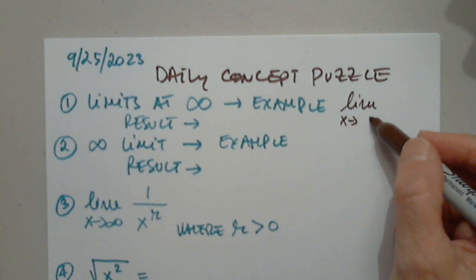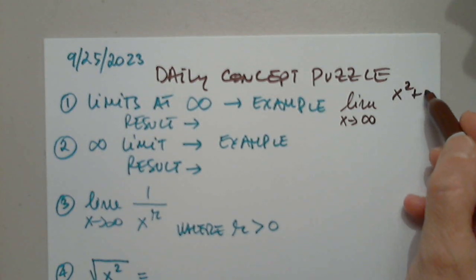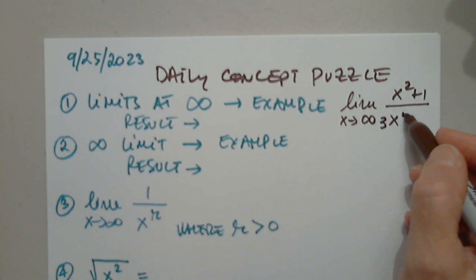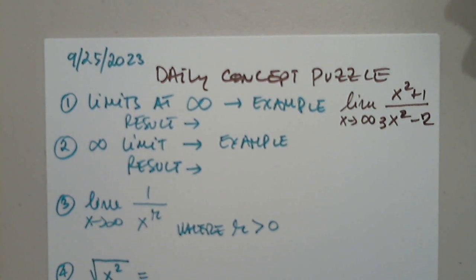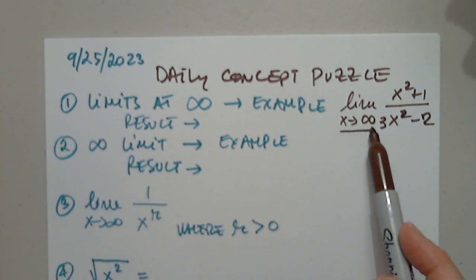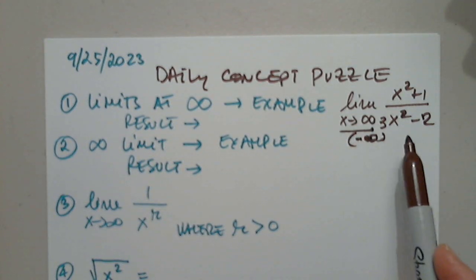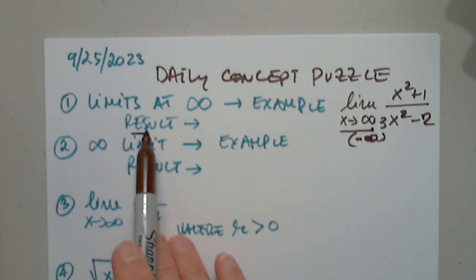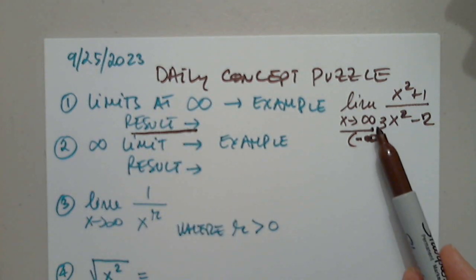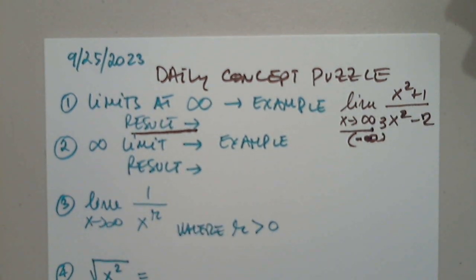Yes, so the limit as x approaches infinity, let's say, of x squared plus 1 over 3x squared minus 2. This is an example of limits at infinity, when x approaches infinity or negative infinity. What are we really looking for when we determine limits at infinity? For example, for a rational function, what are we really hoping to find?